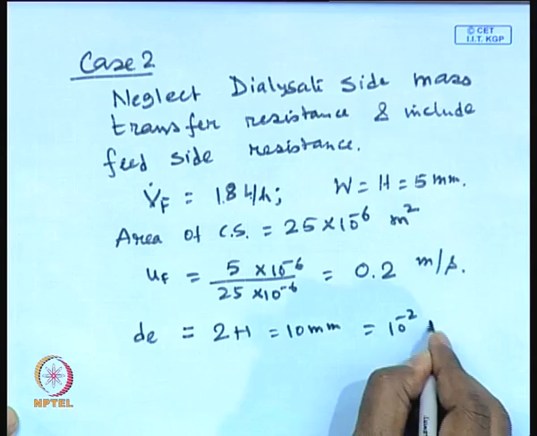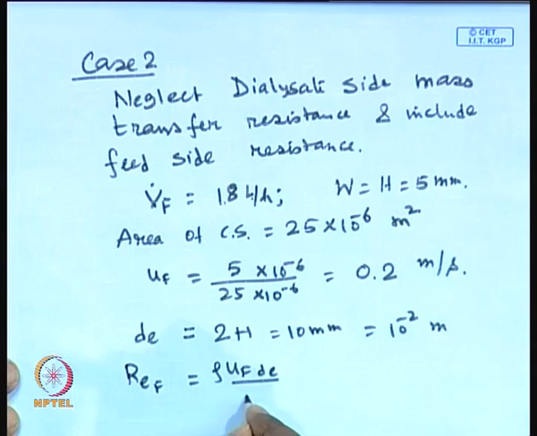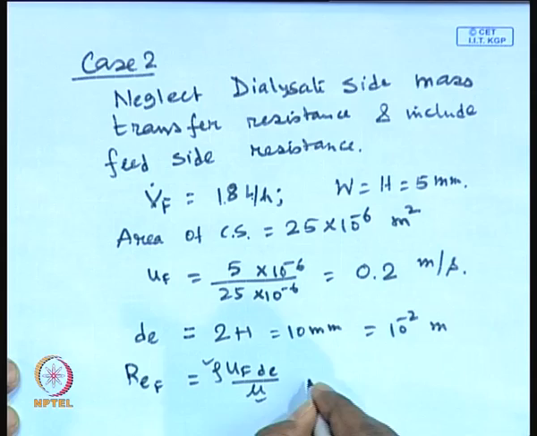Okay. So, the Reynolds number in the feed chamber you can calculate as rho U_F d by mu. You take density of water as 10 cube, viscosity of water as 10 to the minus 3, U_F is 0.2 and d equivalent is 10 to the minus 2, it turns out to be 2000. So, this is less than 2200, so it is a laminar flow.